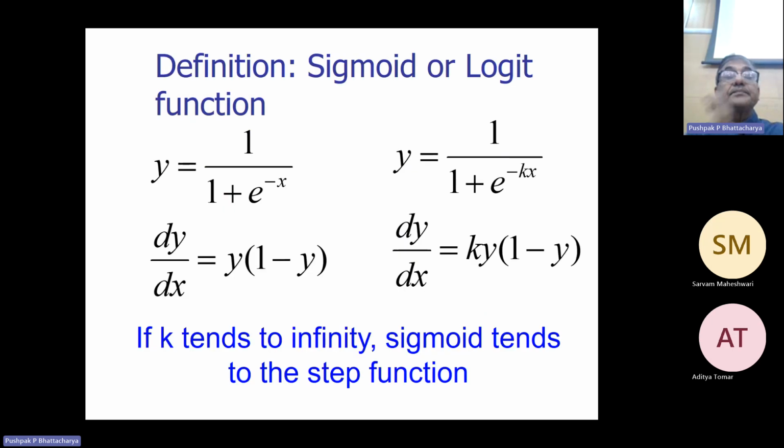for this. Now the basic sigmoid function is y is equal to 1 by 1 plus e to the power minus x. And the derivative of y with respect to x is y into 1 minus y, which you can easily show. And you can change the shape of the sigmoid neuron.